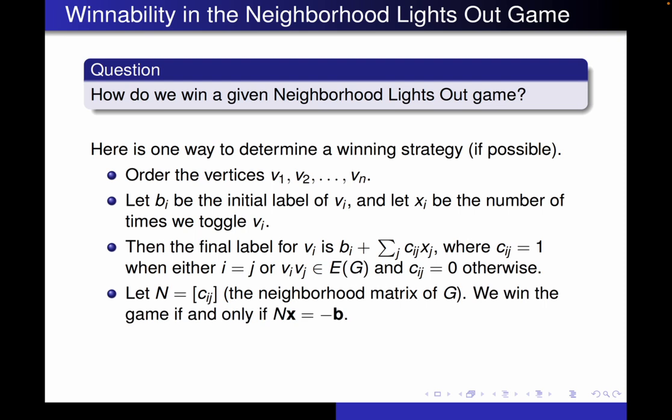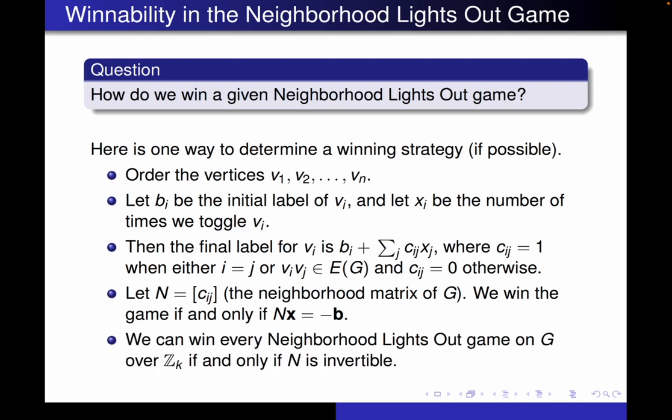And we win the lights out game precisely when Nx is equal to negative b. And that means if we let negative b be any labeling that we want and be able to win that, the only way we can win every single game is when N is invertible. So we took this lights out game and converted it into a question of whether a given matrix that is completely determined by the graph is invertible.